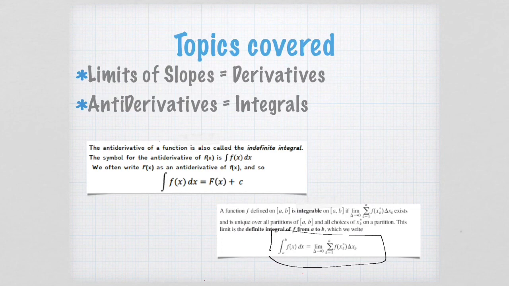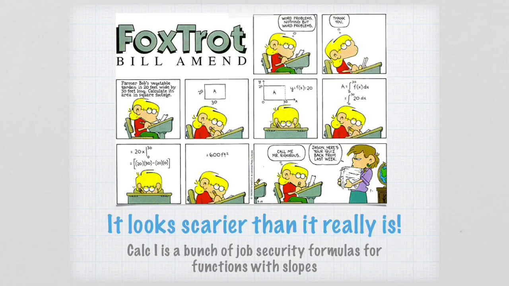That's what this course is all about. It's figuring out how much something is changing, whether it be in a direction or not. Okay? And again, it all looks really scary. I know. All right? But it's basically a bunch of job security formulas for functions with slopes.